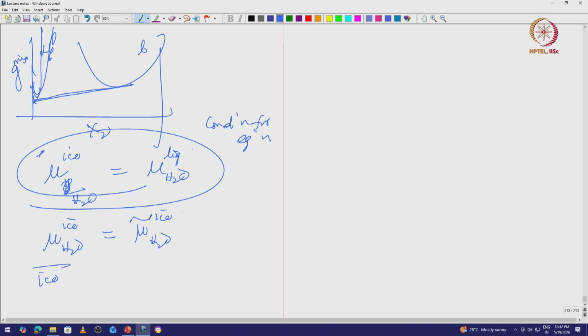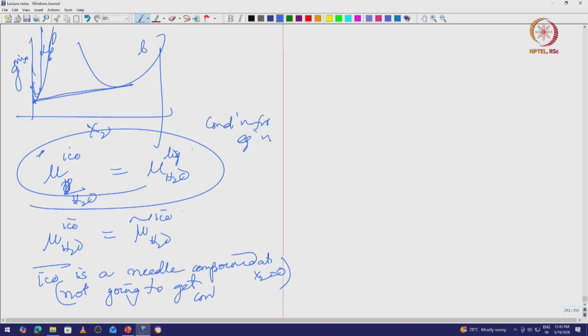So ice is a needle compound, not getting contaminated at x2 equal to 0. Alright, okay. So not going to get contaminated with antifreeze. Okay. So if that's the case, then mu tilde of water in ice is equal to mu of water in liquid.